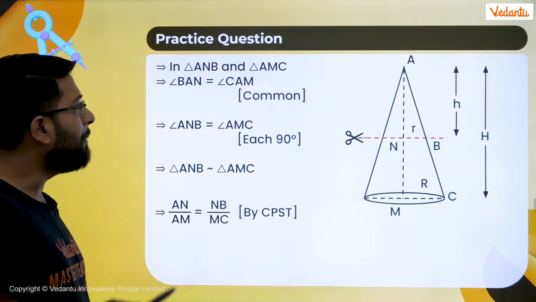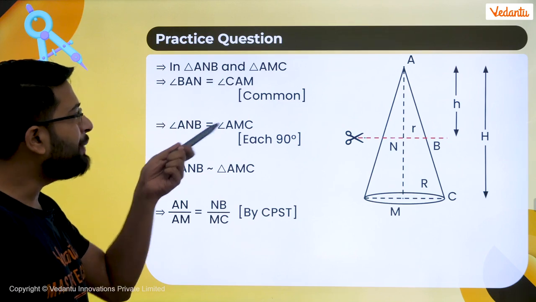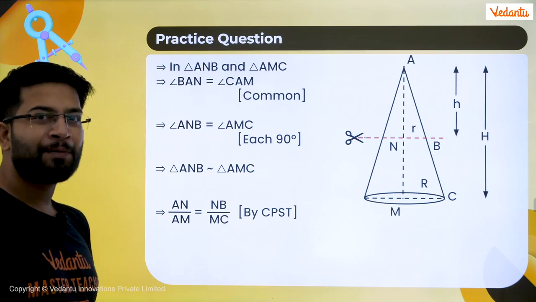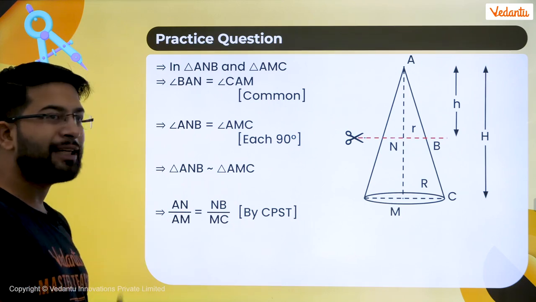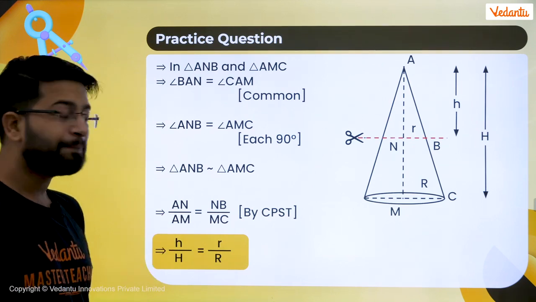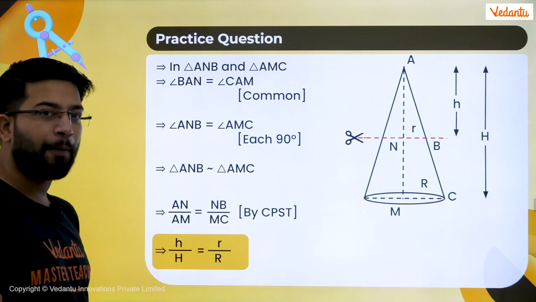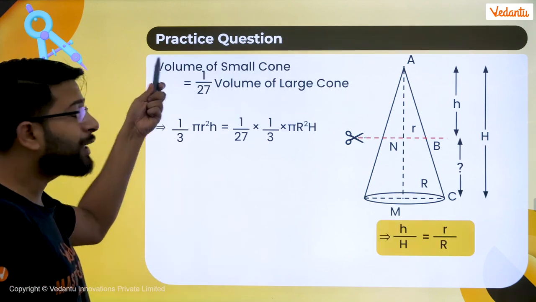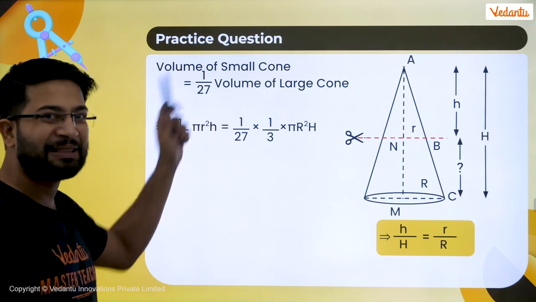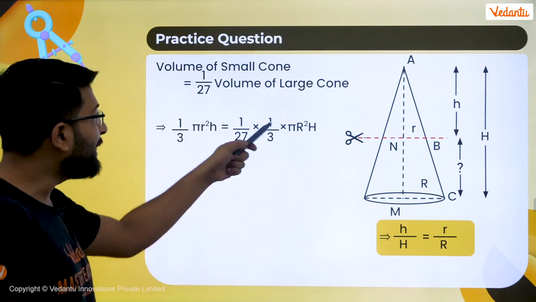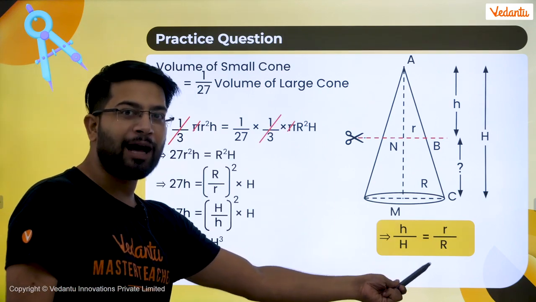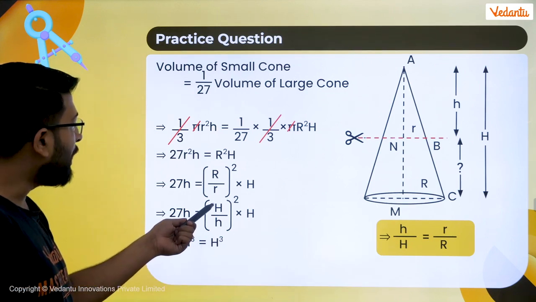Now with the help of this diagram, we can take two triangles, triangle ANB and triangle AMC. Both will be similar triangles by AA criteria. If both are similar, then the ratio of the corresponding sides will be equal. Now champ, AN upon AM is small h upon capital H. NB upon MC is small r upon capital R, right? Now champ, the relation is given to us. The volume of the small cone is 1 by 27 of the volume of the larger cone. We know the formula. After putting the formula, champ, we know this ratio. Yes. So we will put small r upon capital R equal to small h upon capital H.